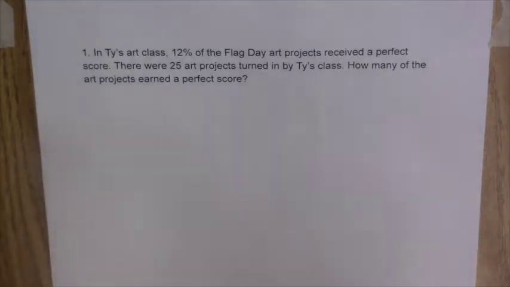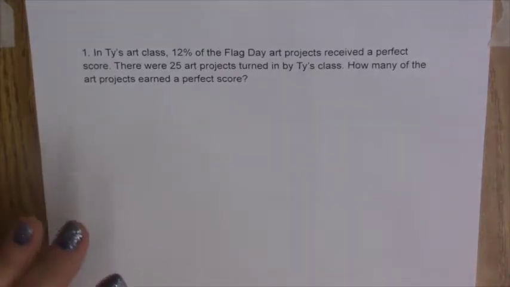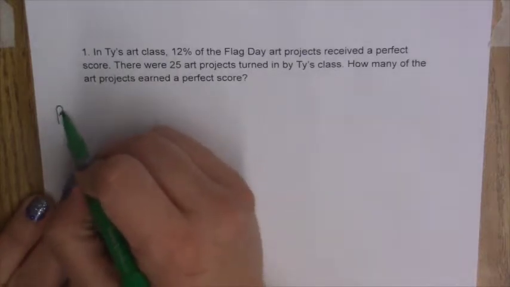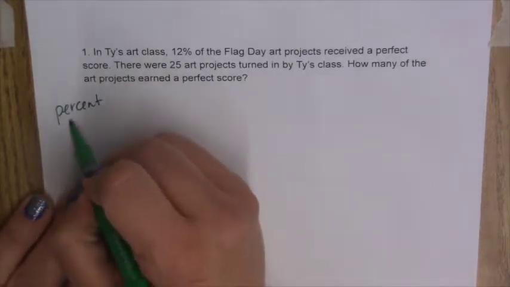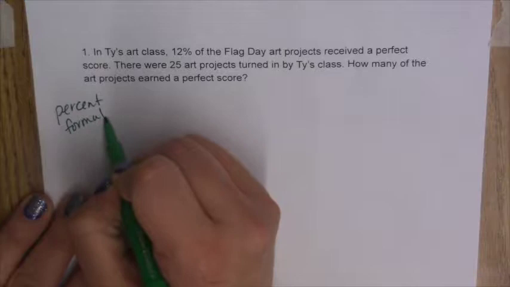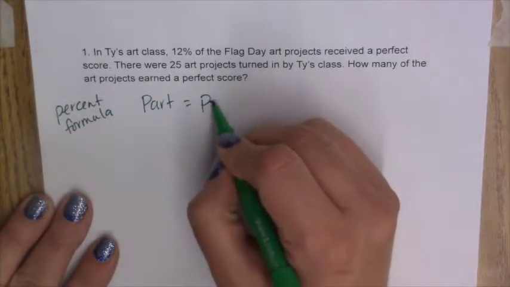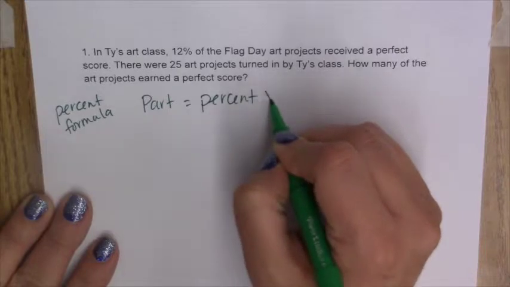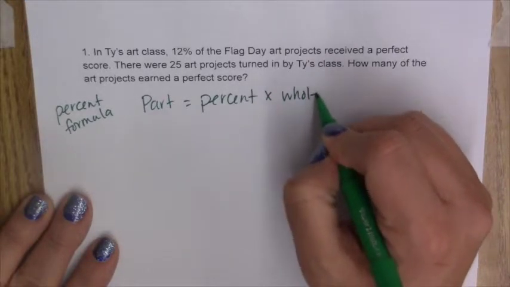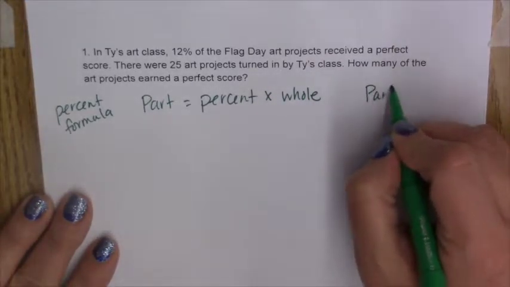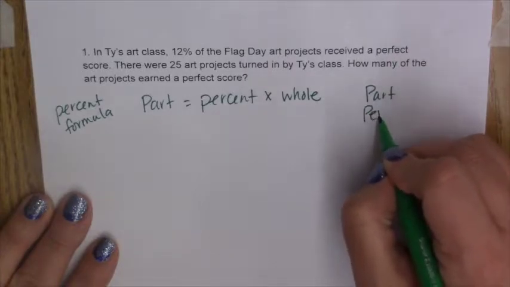So you can work this one of two ways. You can do the percent formula or you can do the visual model. Let's work through both of those real quick. All right, so here's how you would use the percent formula. So part equals percent times whole. So we need to identify each of those pieces.